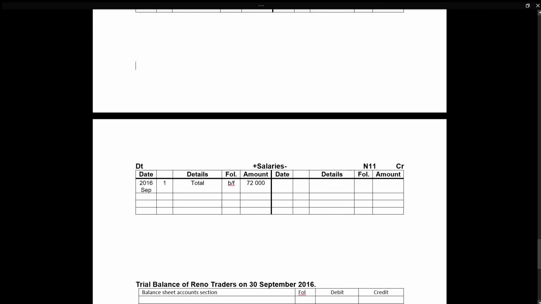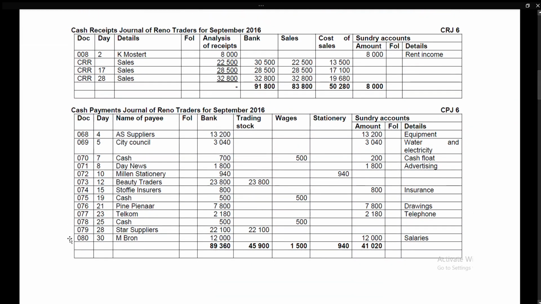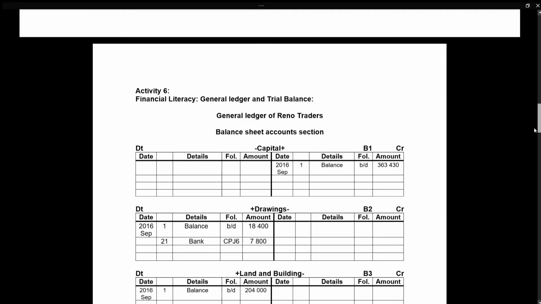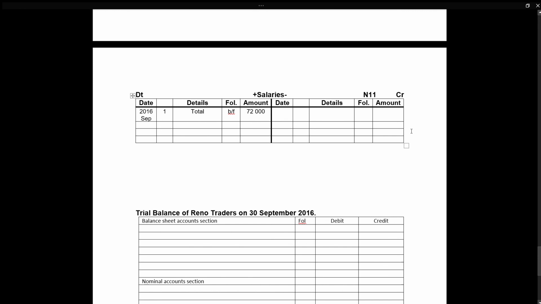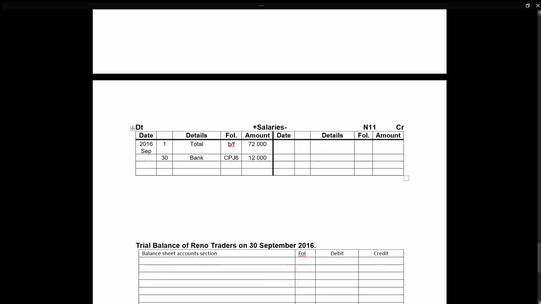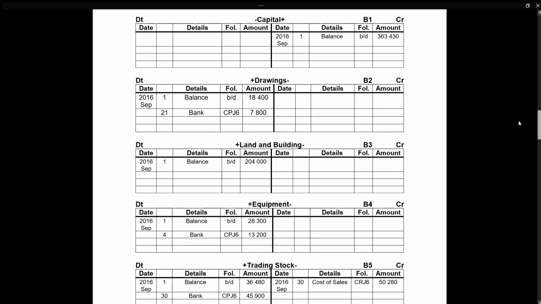Right, and then during the current month we should have paid salaries as well. Right, so salaries to Mbron to the amount of 12,000 rand. It took place on the 30th. Right, so 12,000 rand, cash payment journal 6, details will be bank since we're paying cash, took place on the 30th. Right, so now we put all of the entries into my general ledger. Now we need to balance and total, so I'll quickly do that.